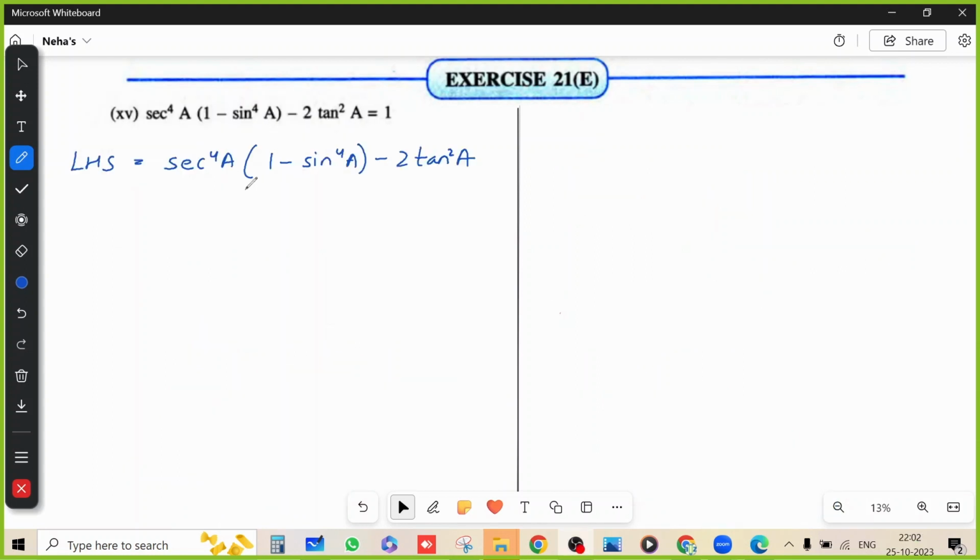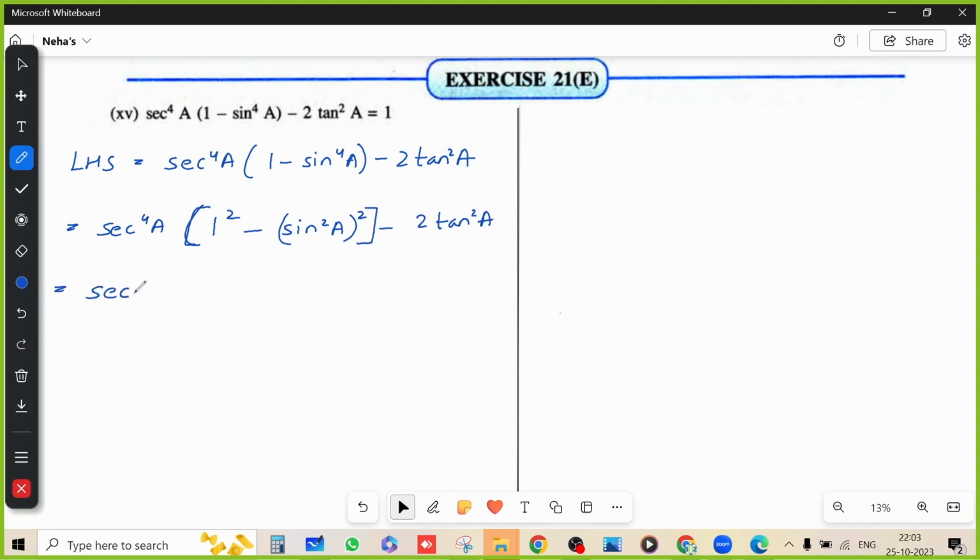The left hand side of the next question is given as sec raised to 4A into (1 minus sine raised to 4A) minus 2 tan square A. Now it can be written as sec raised to 4A into, 1 minus sine raised to 4A can be written as 1 square minus (sine square A) whole square. So this has now become a formula of a square minus b square, and minus 2 tan square A is copied as it is.